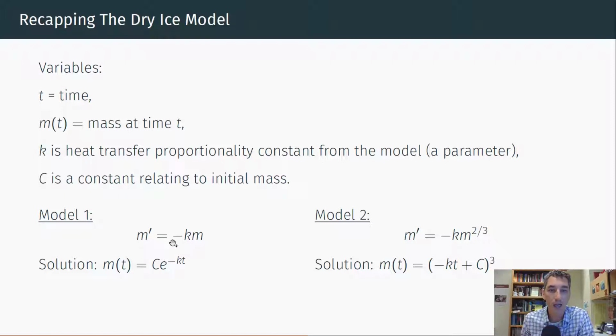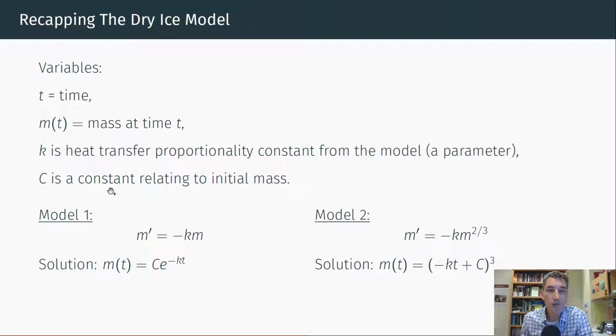So you notice m prime equals negative km. M is your dependent variable, your function. In this case, t is time, our independent variable. And k shows up as a parameter in the model. Maybe it's related to some geometry or the temperature of the water, that kind of thing, but it's some constant that's part of the model itself.